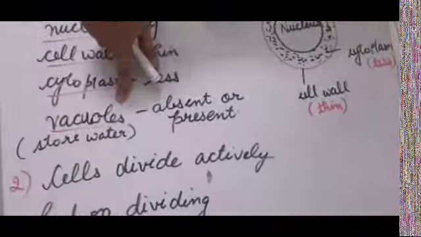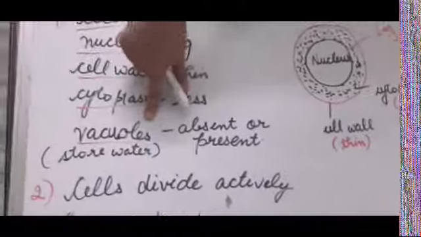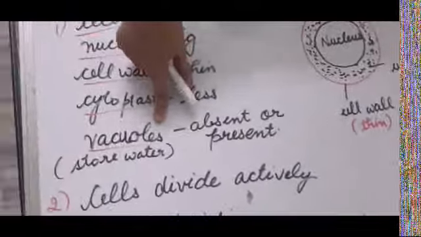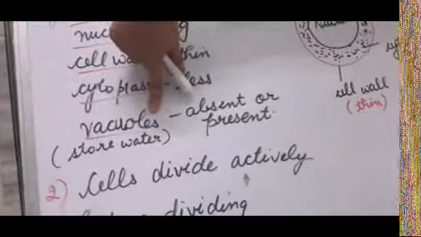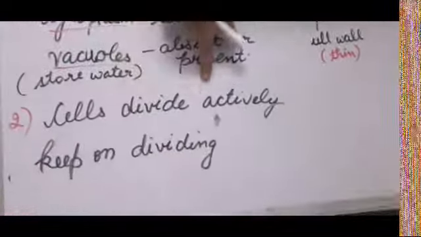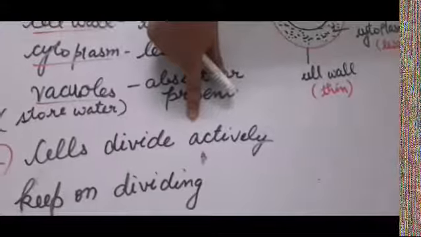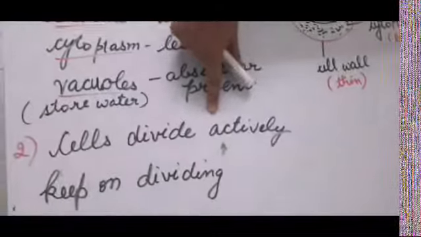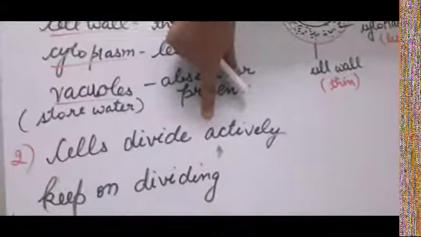Vacuole का मतलब होता है, vacuole, you have done this in your class 6th in the cell chapter. Vacuole is a cell organelle which is responsible for storing the water. Plants need to store water, so they store their water inside the vacuole only. And second characteristic is, these cells are actively dividing. They keep on dividing, they never stop dividing, because the word here comes meristematic.